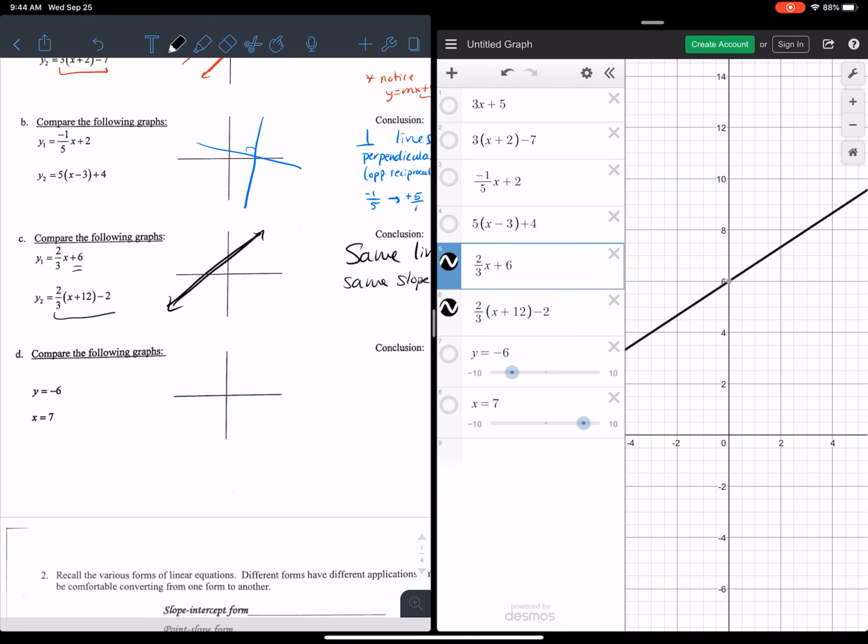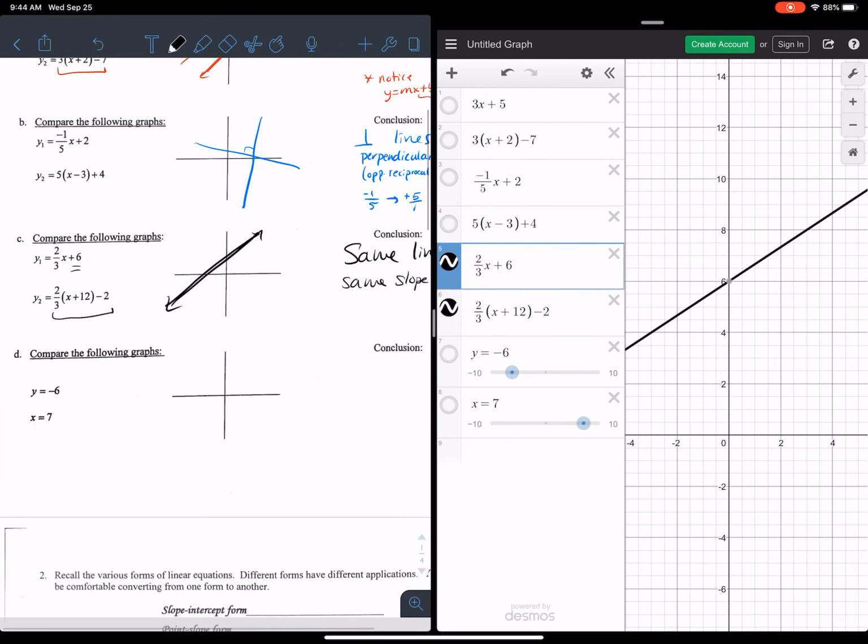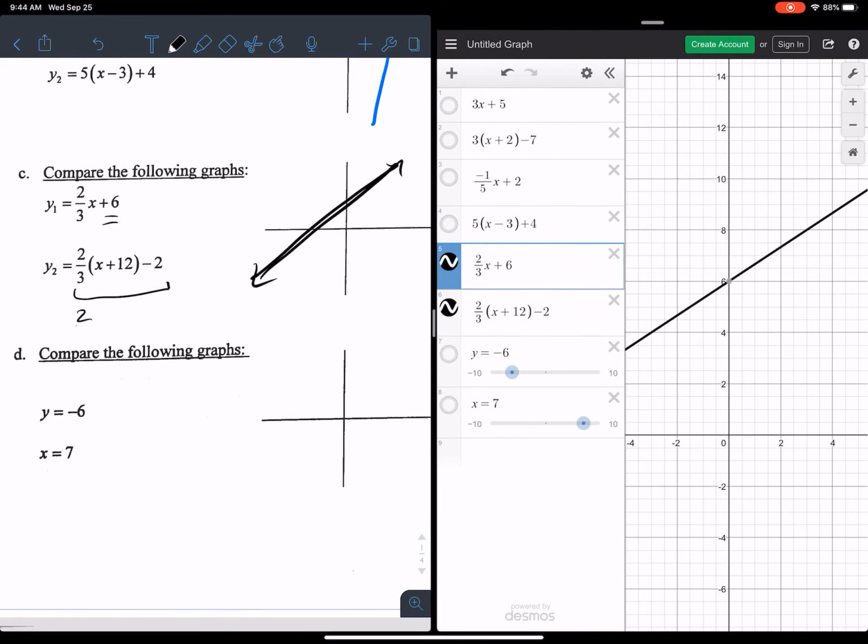Again, it's kind of hard to see because this isn't a true form of the line, and they're not written in the exact same equation, but if we simplified it, if we distributed, so 24 by 3 is 8 minus 2, we would eventually see that the equation could be modeled in the same way.